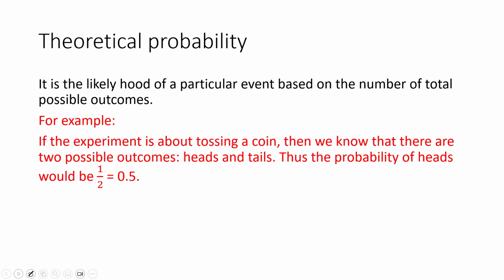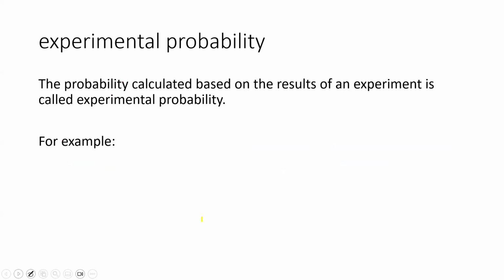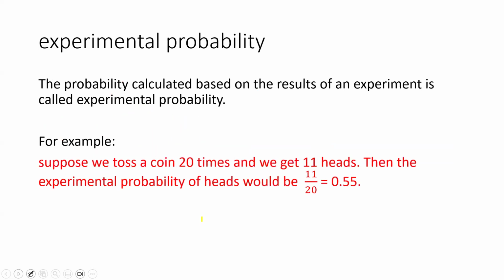Total possible outcome, which is always the 2. Okay. Then you have the experimental probability. So the experimental probability is based on the experiment. So in terms of the coin, let's say I toss the coin 20 times and then I get 11 heads. Then the experimental probability of heads will be 11 out of 20, based on the fact that this is the answer that I got from the experiment.